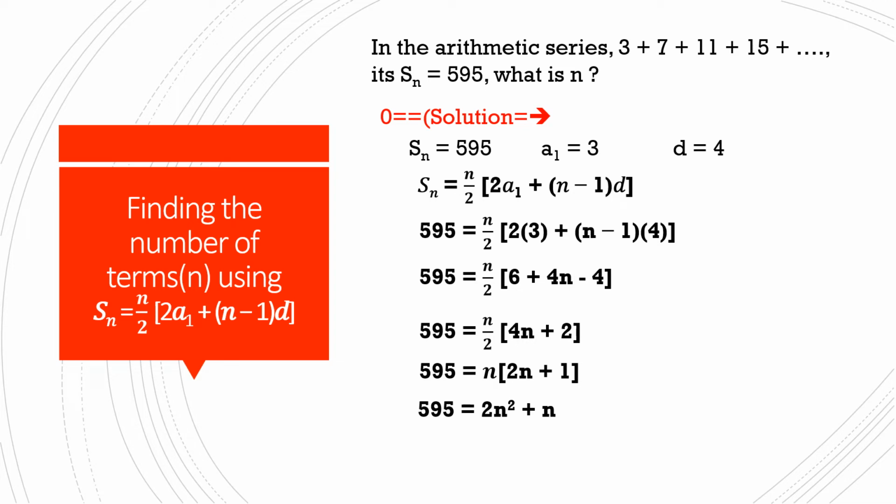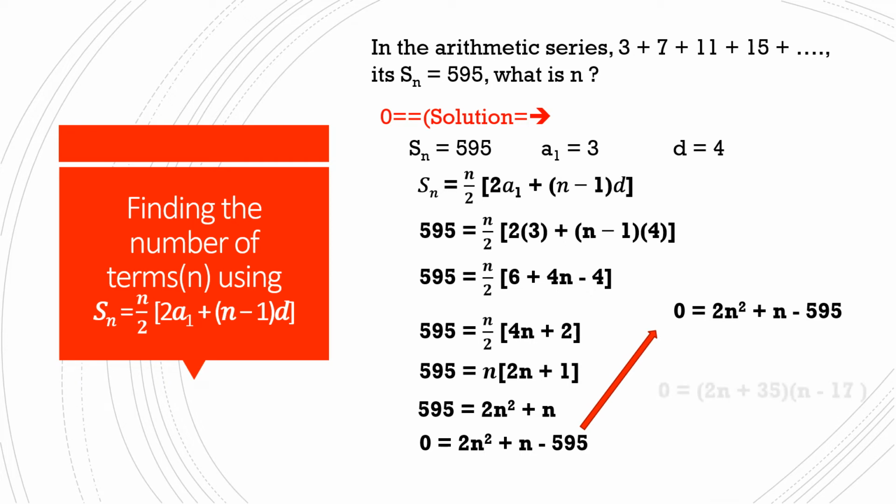So next here, we move 595 onto the right side, which is the use of the additive inverse. So we are going to equate this to 0 so that we can solve for the value of n. So in this case, we are going to factor 2n squared plus n minus 595. The factors of this are actually 2n plus 35 and n minus 17.